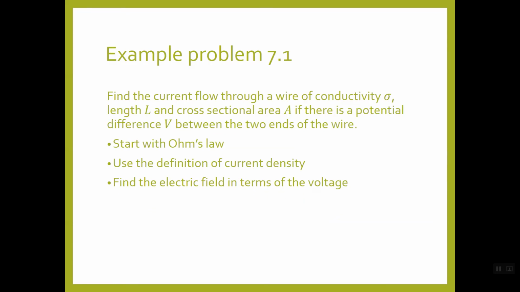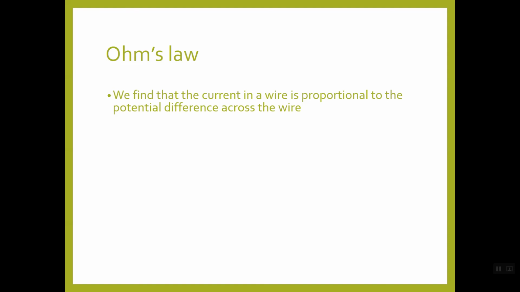So the first problem you're going to do is to find the current flow through a wire of certain conductivity and length, given the potential difference between the two ends of the wire. And I've given you a little outline of how to do that. What we will have found in the previous problem is that the current in a wire is proportional to the potential difference across the wire. So here's the potential difference, V, and there's the current I. The bigger the potential difference, the bigger the current.